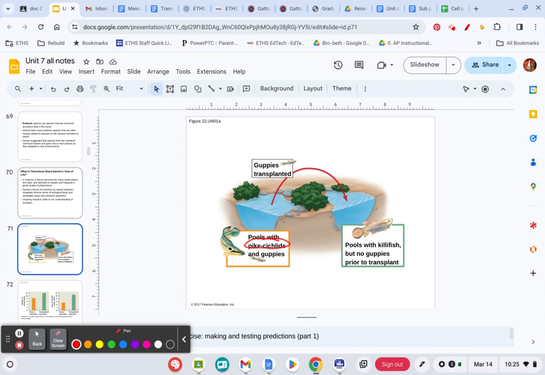And then they transplanted them over into another pond that had these things called killifish, which were about the same size as the predator to the guppy. But the killifish doesn't eat guppies. It's just like, nah, you're cool. I'm not going to eat you. Okay, so it's the same size, so it controls for that size, but it's not going to actually eat it.